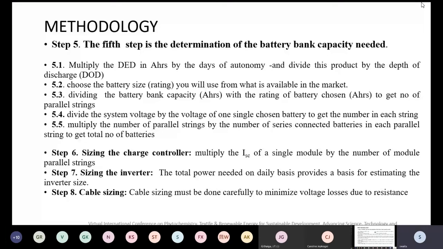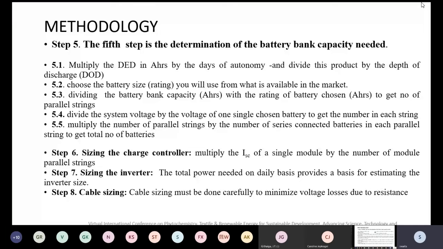The charge controller is a watchman to the battery. It prevents overcharging and over-discharging of the battery. And so it's a very necessary device. Otherwise, the batteries will die away so fast if they are either over-discharged or overcharged. It reduces their lifespan. So to get this, you get the IC of one module and multiply by the number of parallel strings of modules connected.